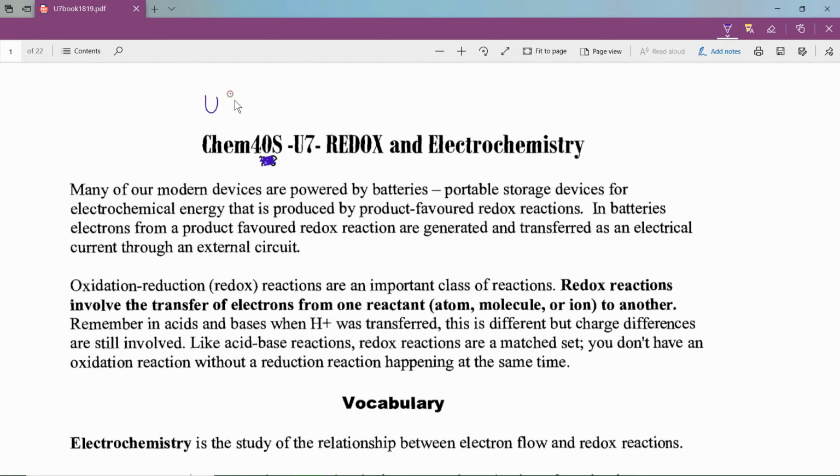So Unit 7, Lecture 1. Redox is short for reduction and oxidation. What is that all about? Well, part of it is about batteries. Many of our modern devices are powered by batteries, as it says here on page 1 of the booklet.